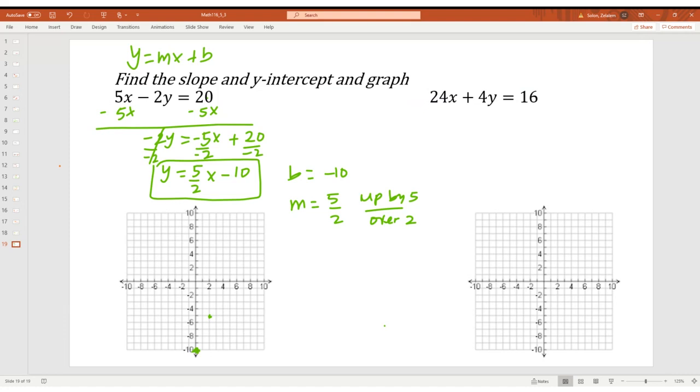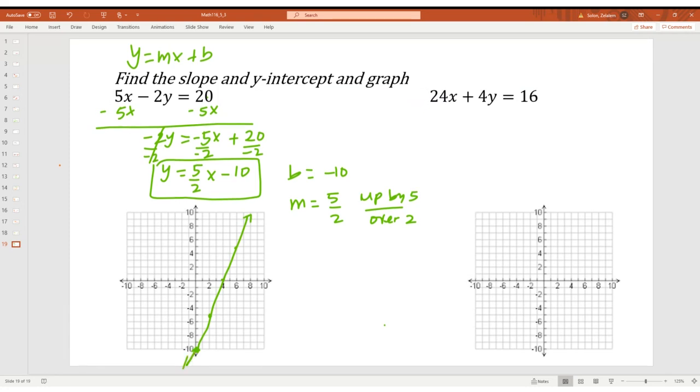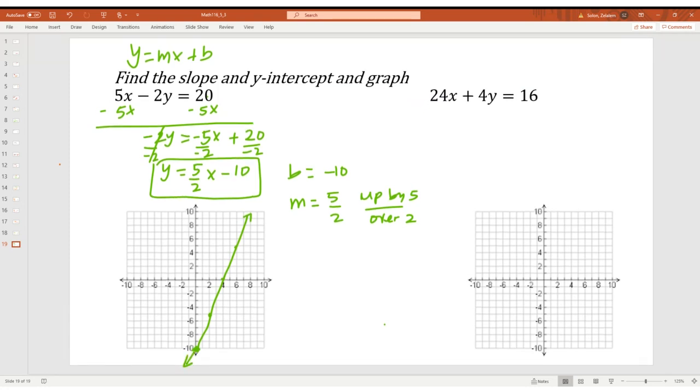1, 2, 3, 4, 5 over 2. I was counting. Again, 1, 2, 3, 4, 5 over 2, like that. So it's going this way. 5 over 2, 5 over 2. So you go up by 5, then over 2. That's how you graph standard form.